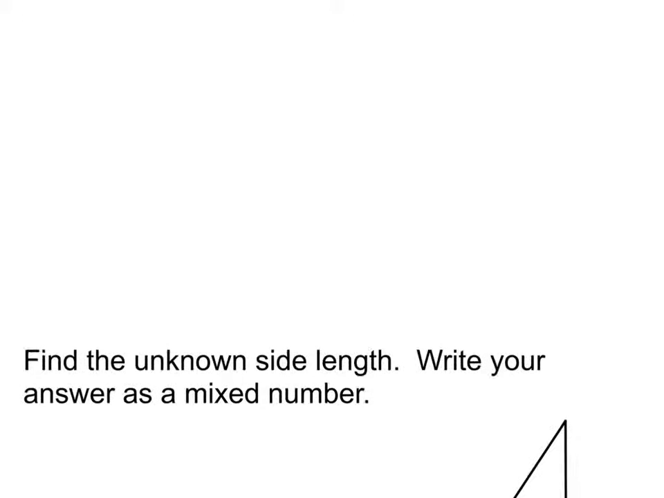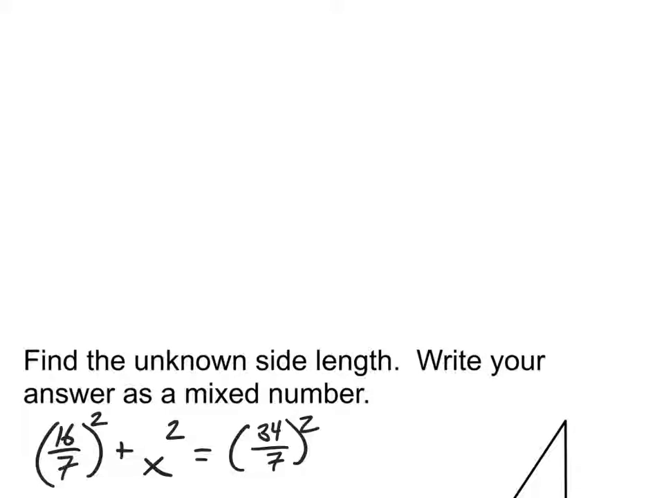So this one's continuing on with the same theme. Notice, though, you will need to give your answer as a mixed number. But we start the same way. We are going to use the Pythagorean Theorem. Just note which one's the hypotenuse at the start. The 34/7 is going to be your hypotenuse. And so this is our setup then. And so now we go ahead and we start solving from there.